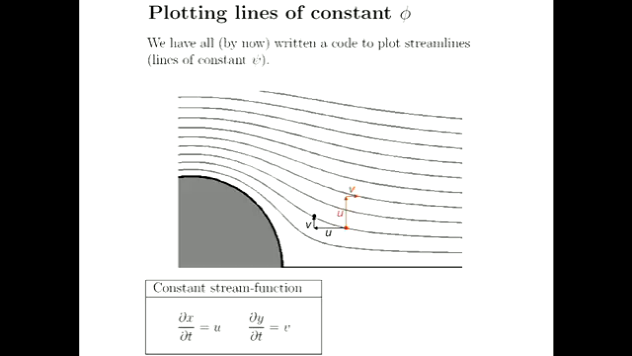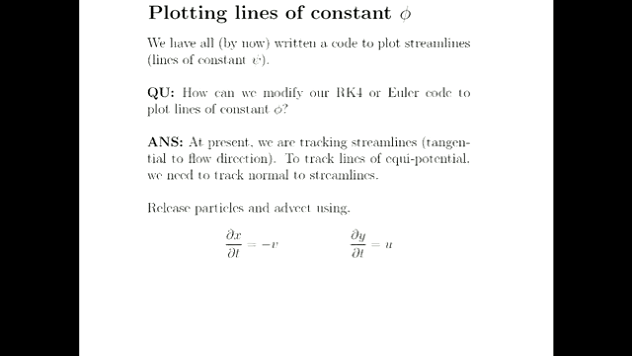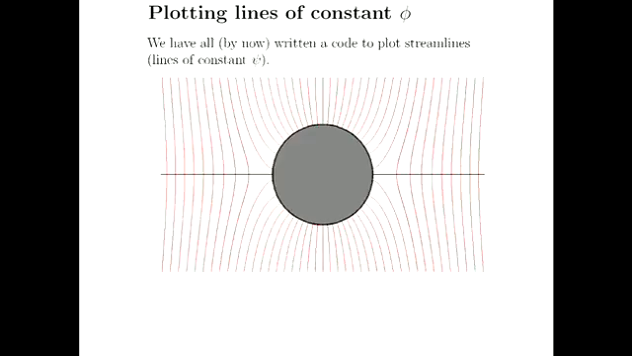You can see that if you just rejig your codes ever so slightly, probably some of you have even done this by accident, by just getting things muddled up, you'll be tracking lines of constant potential function, okay? So for a line of constant potential function in your equations where you've got a dx/dt, rather than dx/dt equaling u, it now equals minus v, and rather than dy/dt equaling v, it now equals u, and you should be able to release particles and then track lines of equipotential or lines of constant potential function.